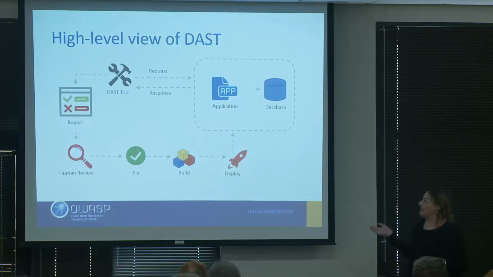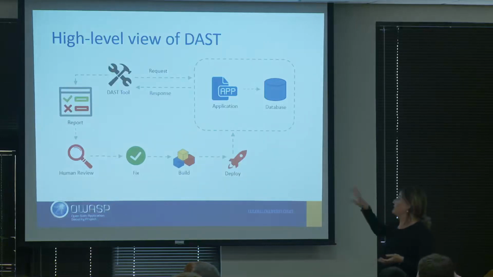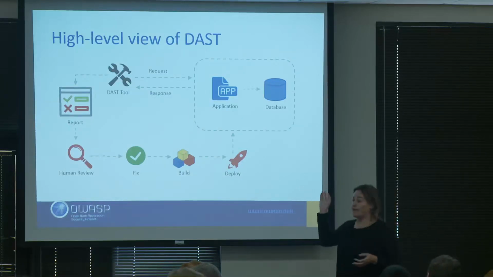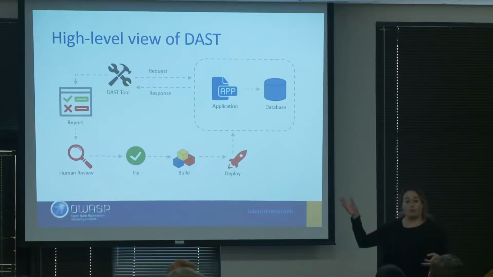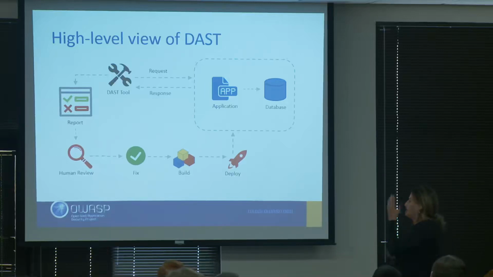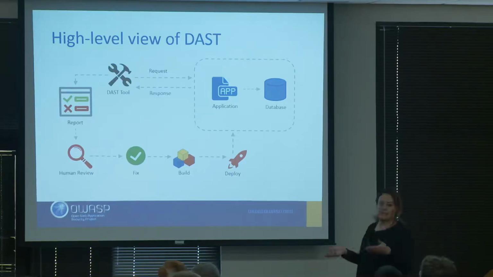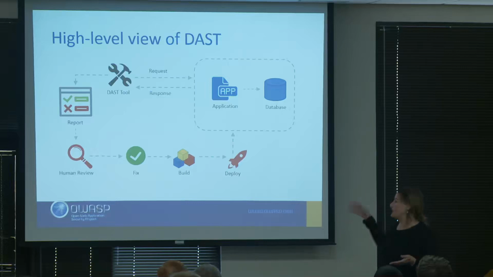So a quick high-level view of DAST. Obviously, it's running on your application, so it's going to need your application, your databases, all your microservices running and configured correctly. It will talk to your application and generate a report. This report will tell you what vulnerabilities it found, but it cannot tell you where in the code it is because it doesn't have the code. Obviously, you have to review any false positives that you have and fix all the critical issues, build it again, deploy, and run round robin.